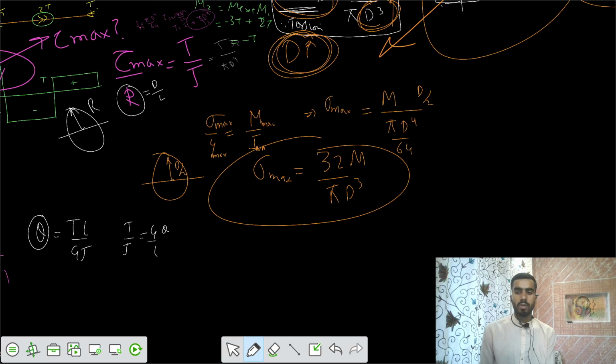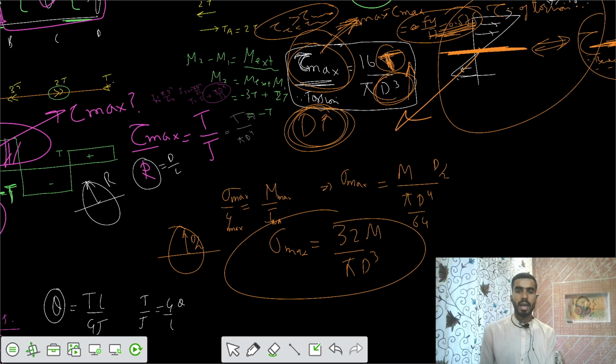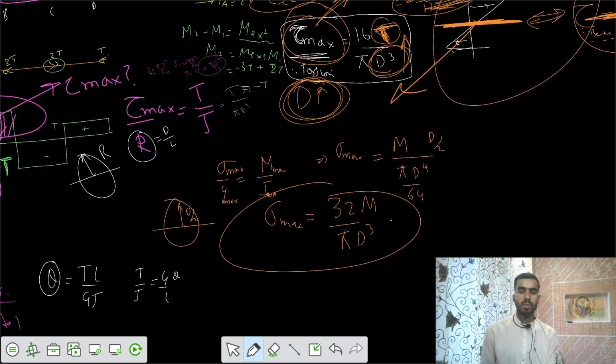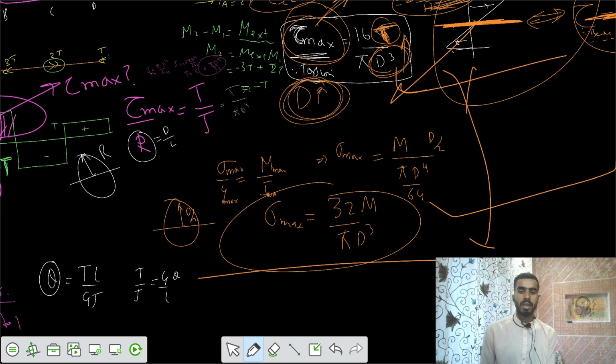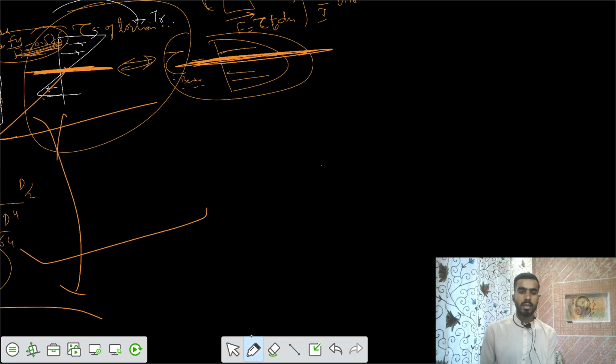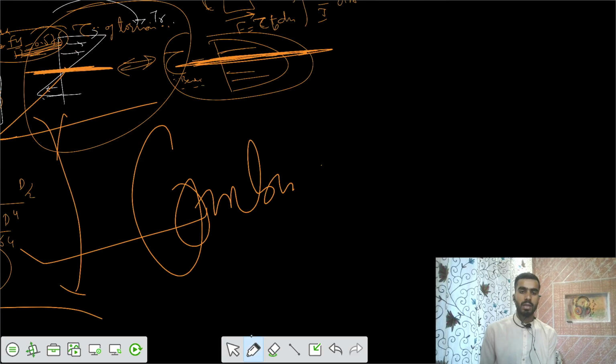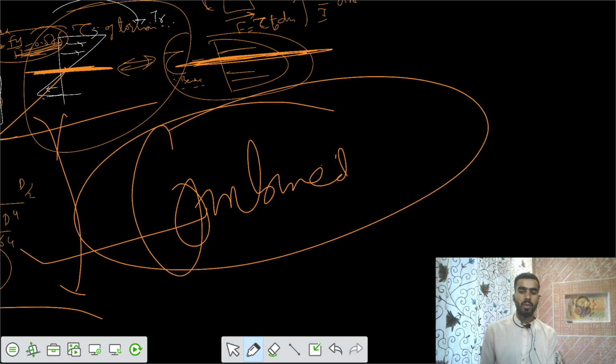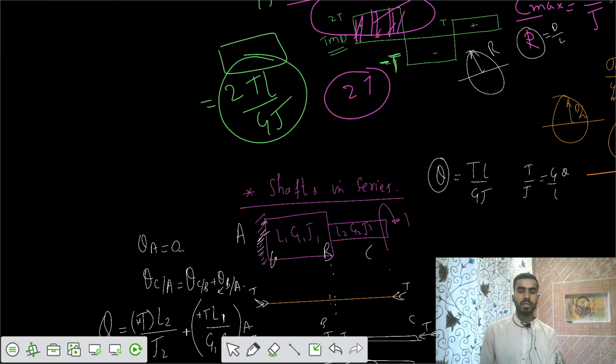So shear stress equals 16 T by pi d cube, and this one is your 32 M by pi d cube. And these two we can use when we study the next topic, called combined stresses. Then we use those two values, combined stresses.